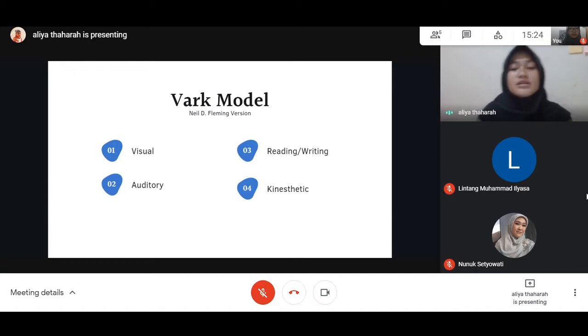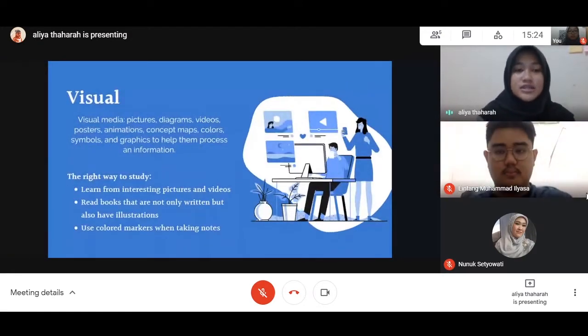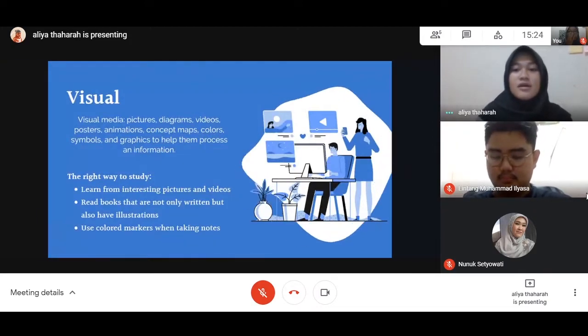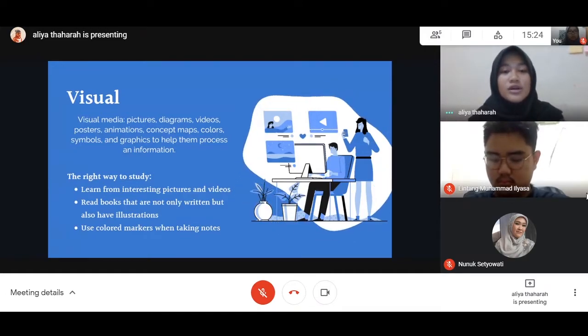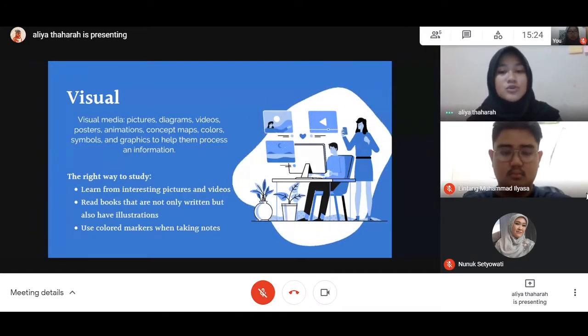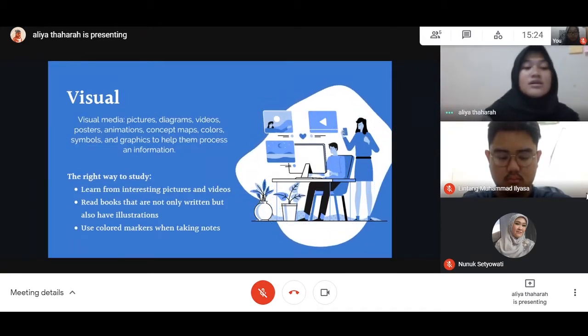Okay, so the first learning style is according to Neil Fleming's version, called the VARK model, which is divided into four models: visual, auditory, reading or writing, and kinesthetic. The first learning style is visual. By knowing the name, we already know what visual learners do to process information easily.